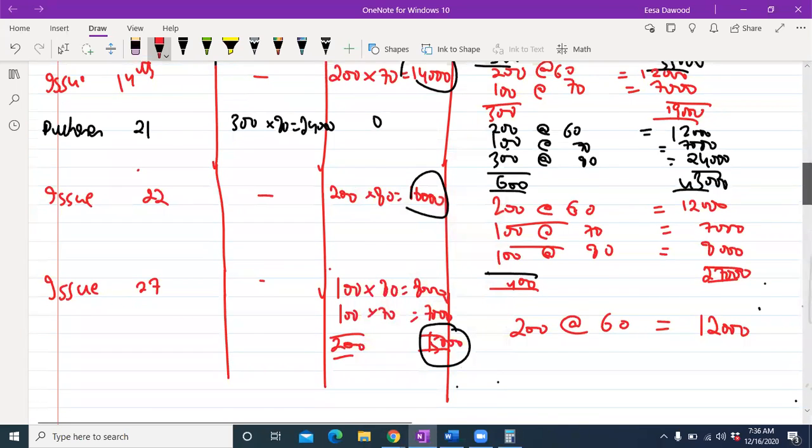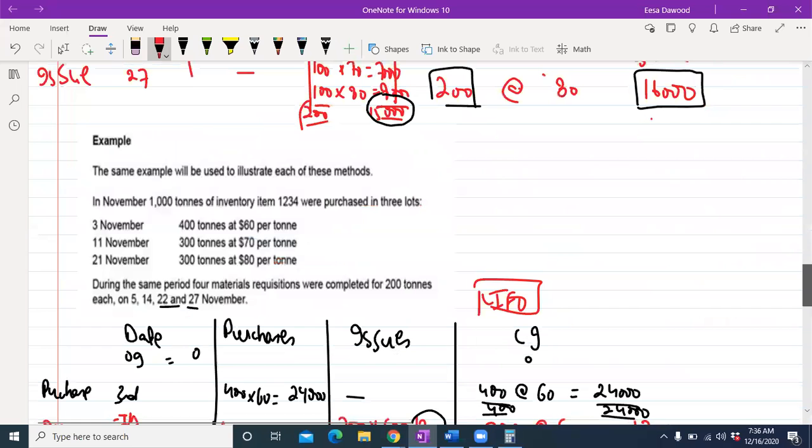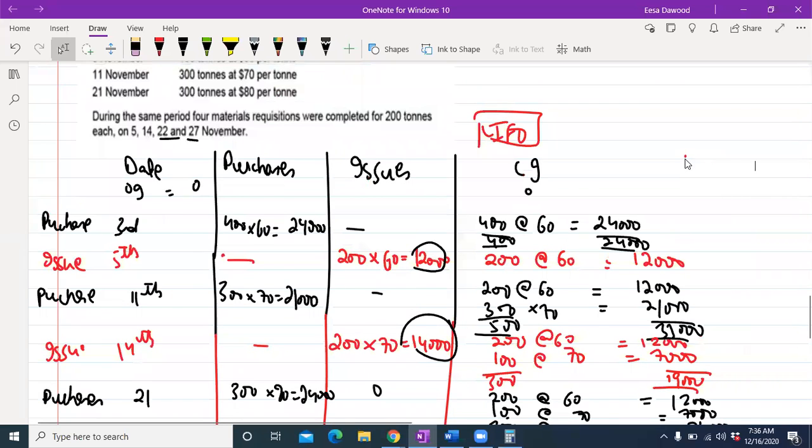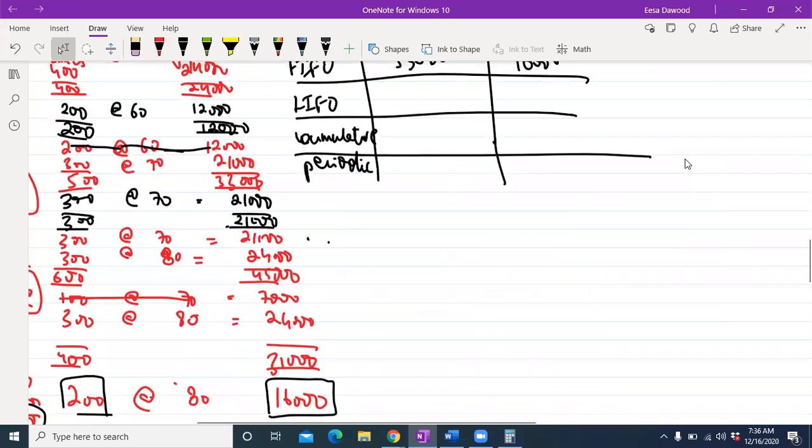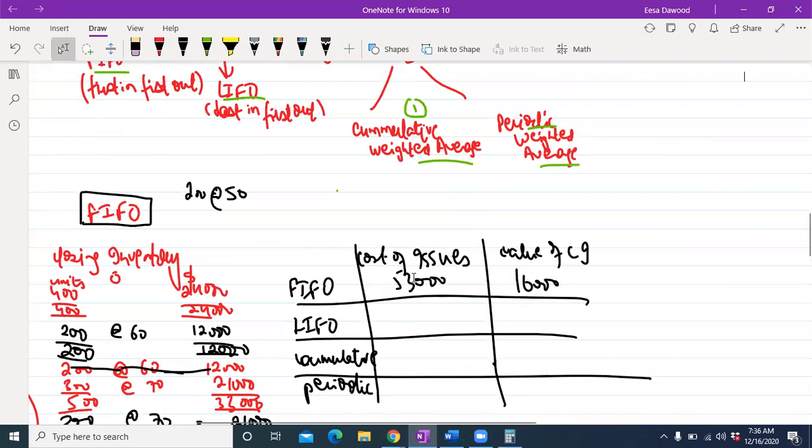And now we will go back up. Under LIFO method, what are cost of issues? Cost of issues is 57,000 and value of closing inventory is 12,000. Why? Because since it's rising prices, and we are issuing the latest inventory, the pricey one first, cost would be high, and definitely the ones left behind are the ones at a lower price. So definitely the value of closing inventory would be lower.